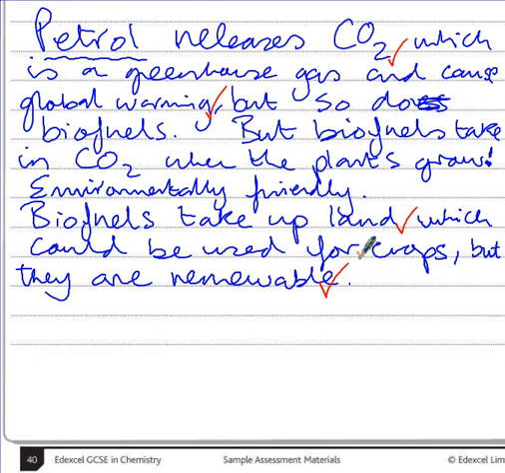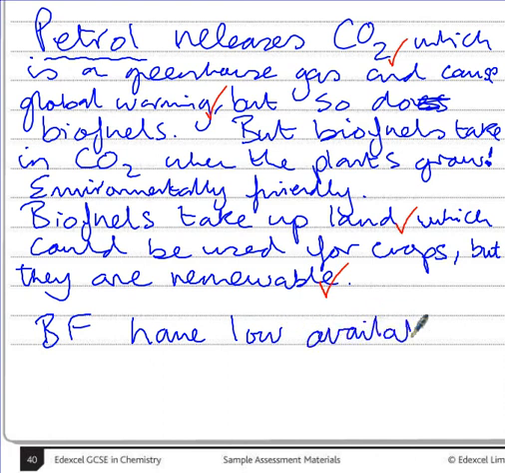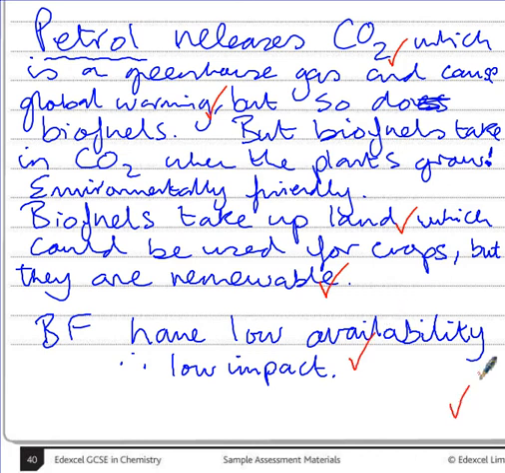Okay, but biofuels have low availability, so they're not everywhere. Availability. Therefore, low impact. So you can't get hold of them. We can't take advantage of them. So I'll give you the 5th mark. And if you've clearly communicated it, maybe a bit better than I have, that's 6 marks.